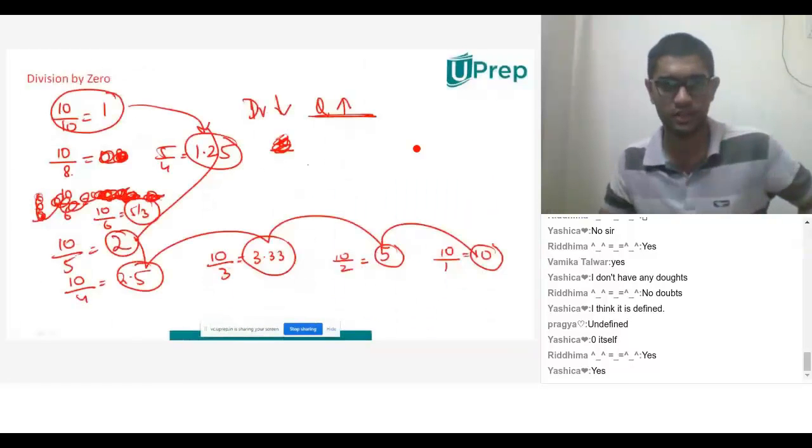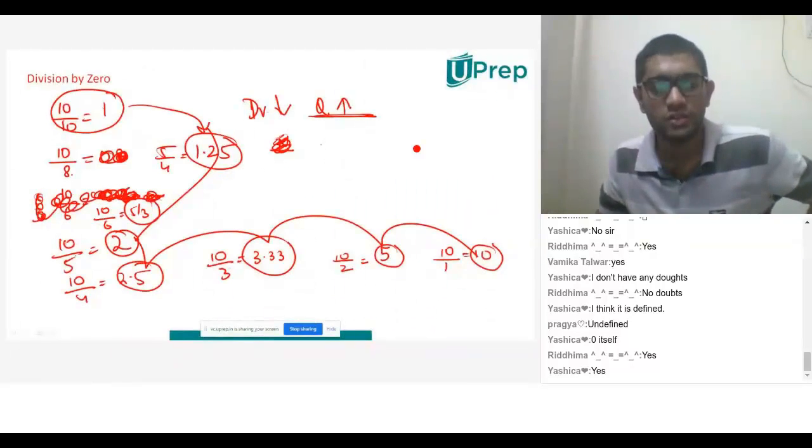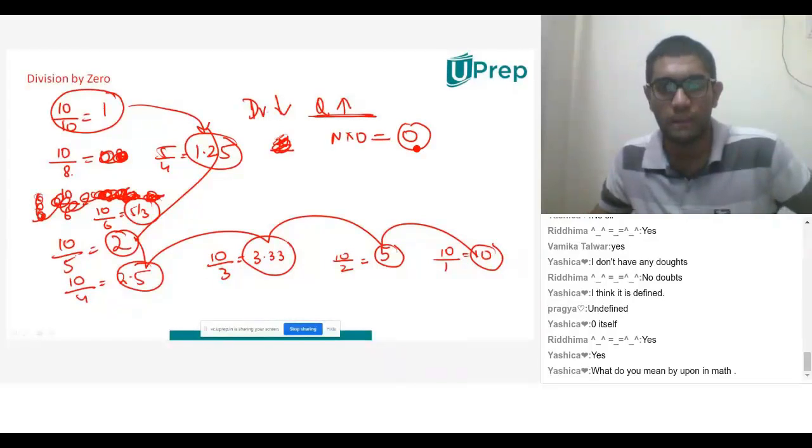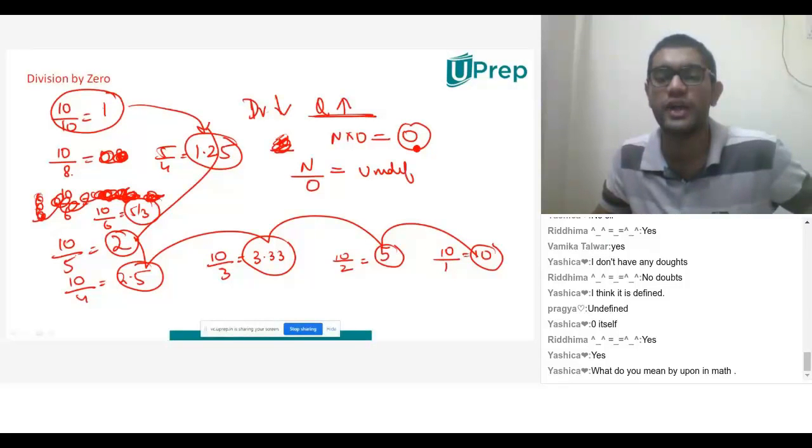Okay, everyone. Division by 0 is simple. When there is a number and I multiply it by 0, the answer is 0. But when I have a number and I divide it by 0, it is undefined.